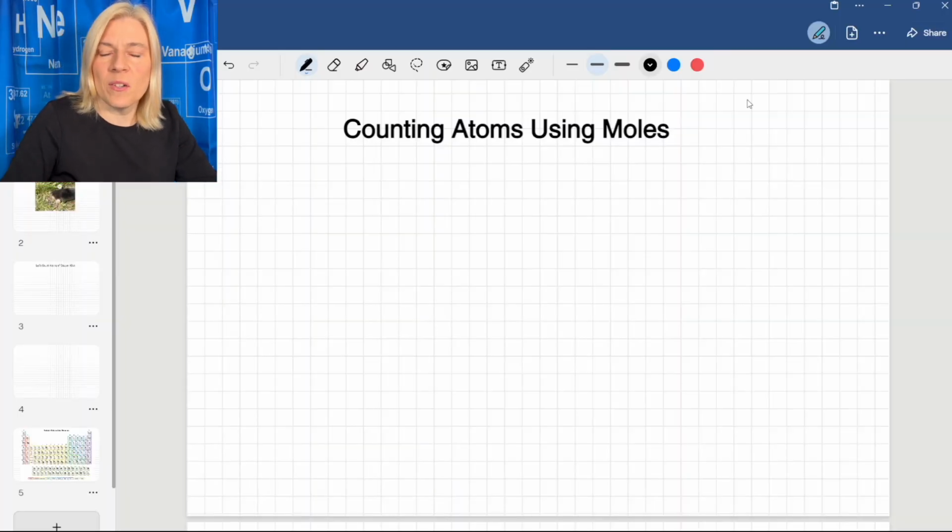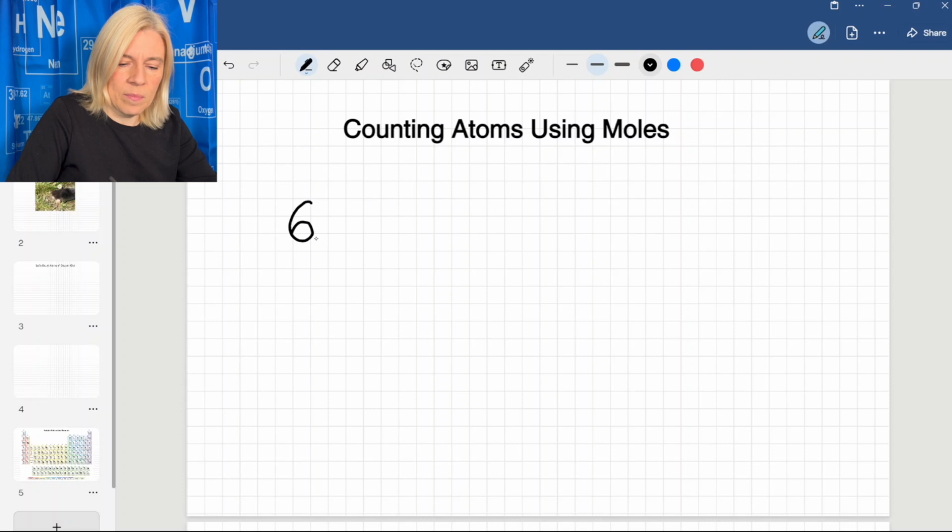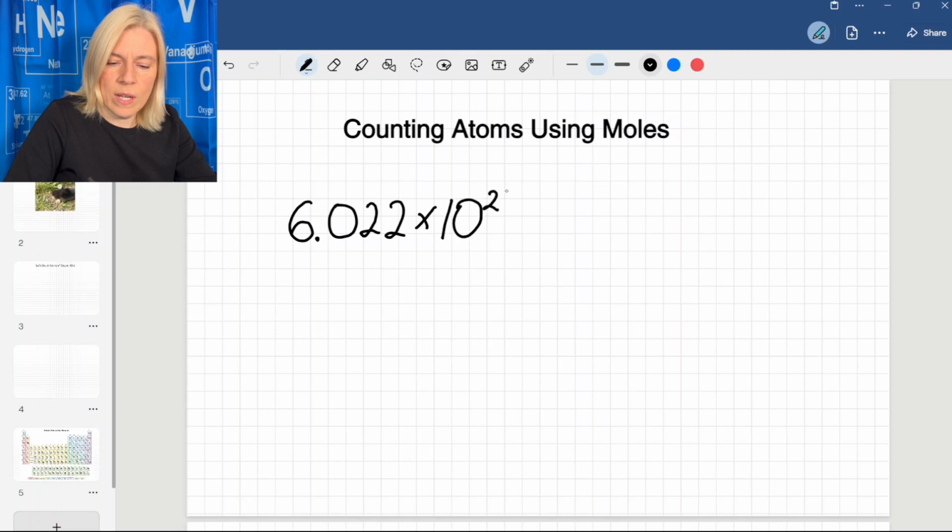A mole is also a number in chemistry. It is a very, very big number. It is 6.022 times 10 to the 23rd power. It doesn't have a unit. It is anything you want. So we're just going to say any units.